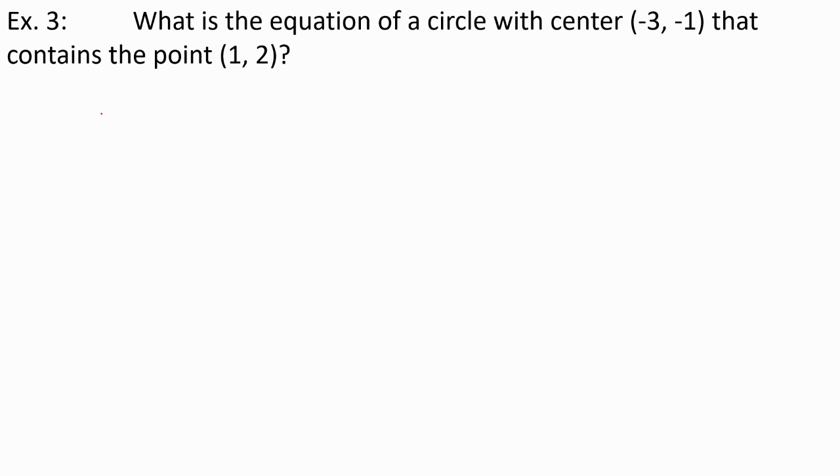A nice word problem. No picture given. What is the equation of a circle with center (−3, −1) that contains the point (1, 2)? So they're not telling us the radius. Interesting. They did tell us the center right here. So that's useful, right? We know a and we know b. And then what's up with this? They're not telling us the radius, but they're telling us that the circle has this point on its edge, (1, 2).